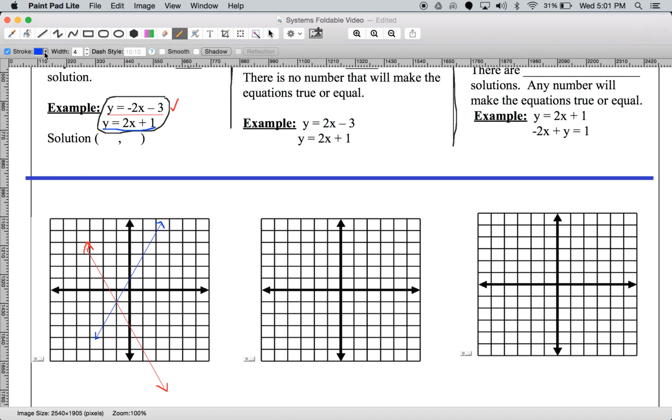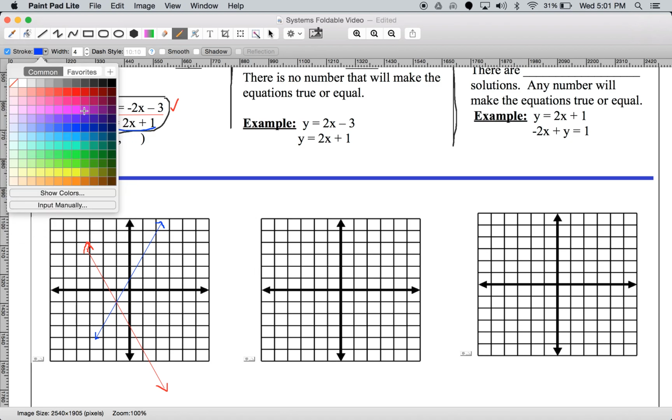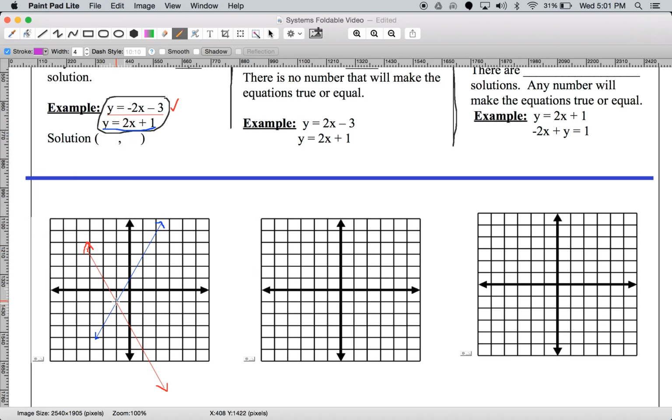Because red and blue make purple, I'm going to go ahead and put this one in purple. So this point right here where they intersect, they both touch right there. And that is the coordinate -1, -1. So the solution for this one is -1, -1. So this is what happens when there's one solution.